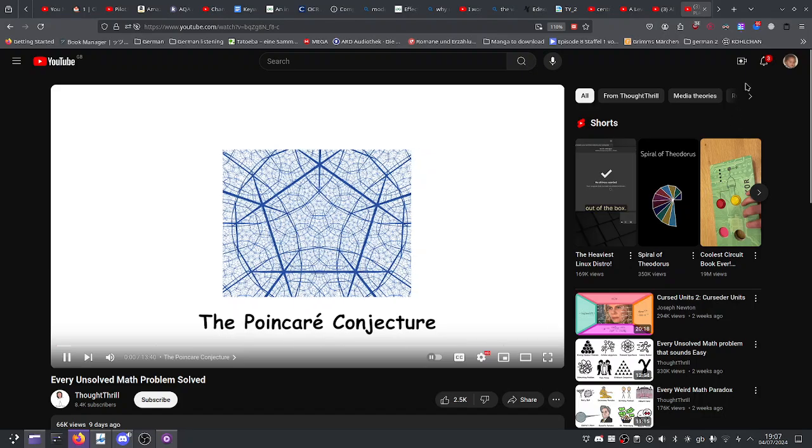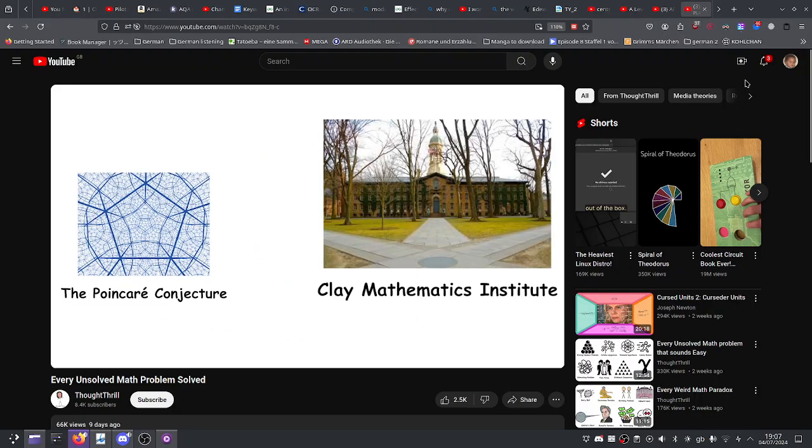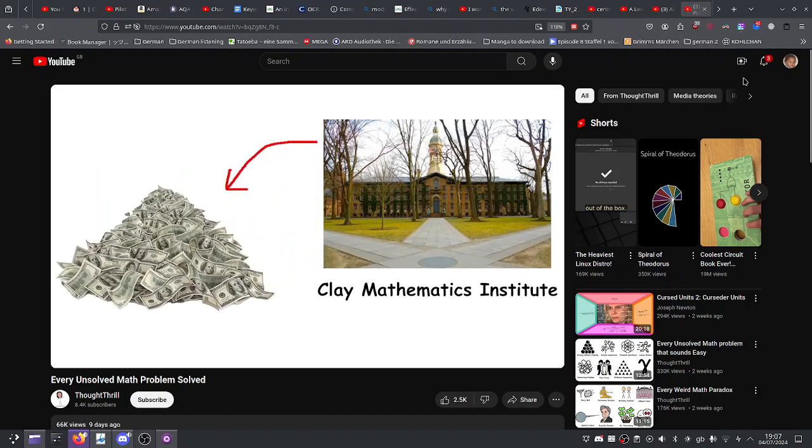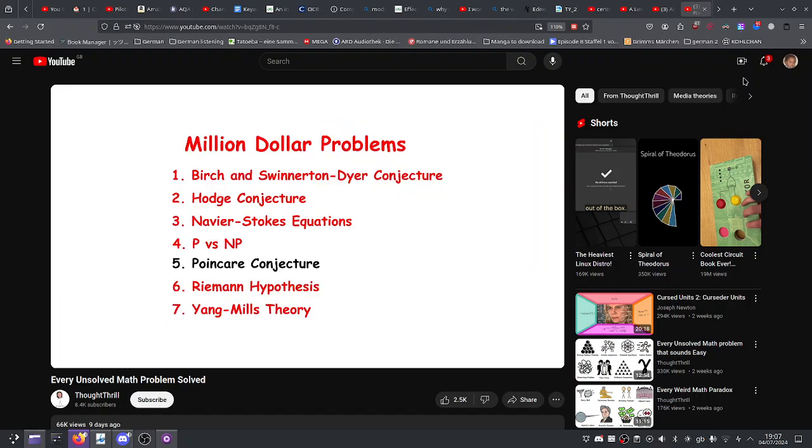The Poincaré conjecture. In 2000, the Clay Mathematics Institute, a non-profit organization, offered a $1 million prize for solving each of 7 important unsolved problems in mathematics. The Poincaré conjecture, posed by Henri Poincaré around 1900, was one of these problems.